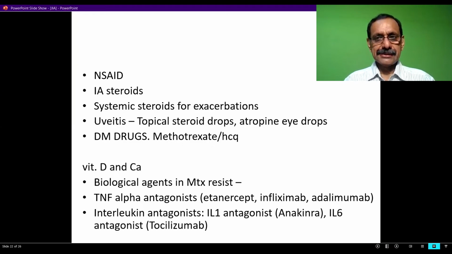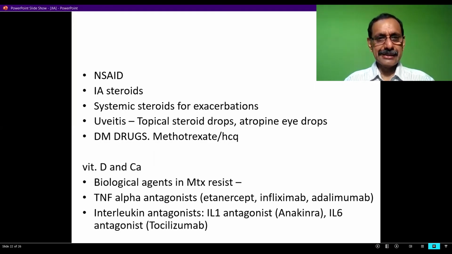Then because there is less movement, because joints are all painful, it's not moving much, so calcium deposition is affected, and hence vitamin D and calcium in physiological doses are generally supplemented. Suppose disease-modifying drugs are not effective, or very rarely, it doesn't control the disease, in which case the biological agents are used.